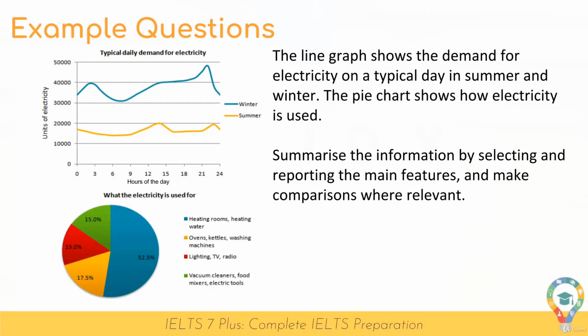The line graph shows the demand for electricity on a typical day in summer and winter. The pie chart shows how electricity is used. Summarize the information by selecting and reporting the main features and make comparisons where relevant.